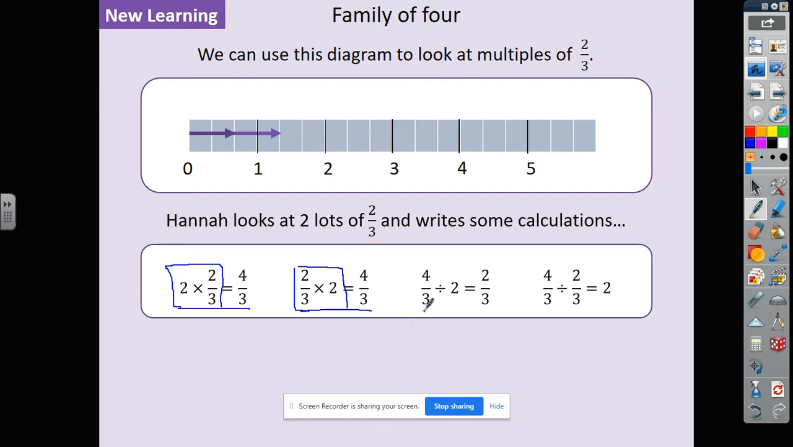Okay, this next one, I've got now 4/3 divided by 2. So what have I done? Well, I've used my fact family here. I knew that the answer was 4/3, but this time I've divided it by 2. So if I split this into 2, you can see we then have 2/3. And then the last one, again, it's using our fact family. I've done 4/3 divided by 2/3. So we knew that that was 2/3, so that must equal 2.